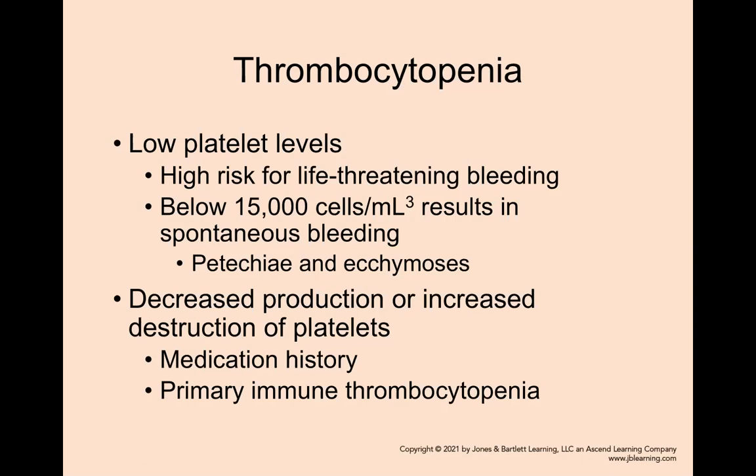Thrombocytopenia is when there is a low platelet level. It puts these folks at high risk of bleeding. It can be a life-threatening condition. When the platelet counts get below 15,000, that usually puts them at high risk for spontaneous bleeding. This means that basically there's a decreased production or increased destruction of the platelets, and how we would determine this is by doing a medical history, and we'd also check a CBC to see the cause of the platelets going down.